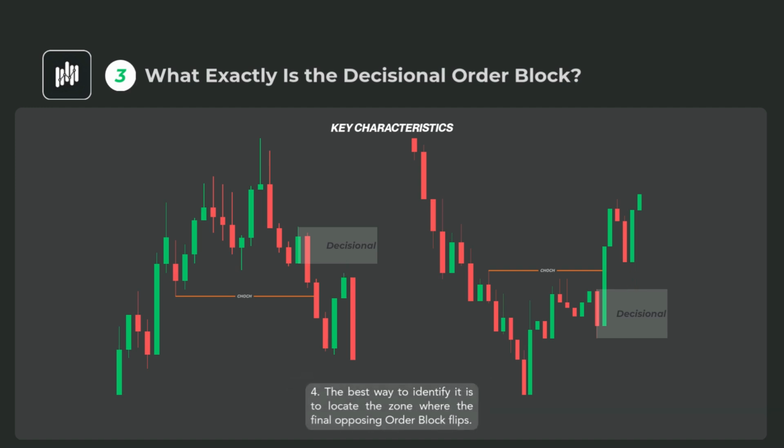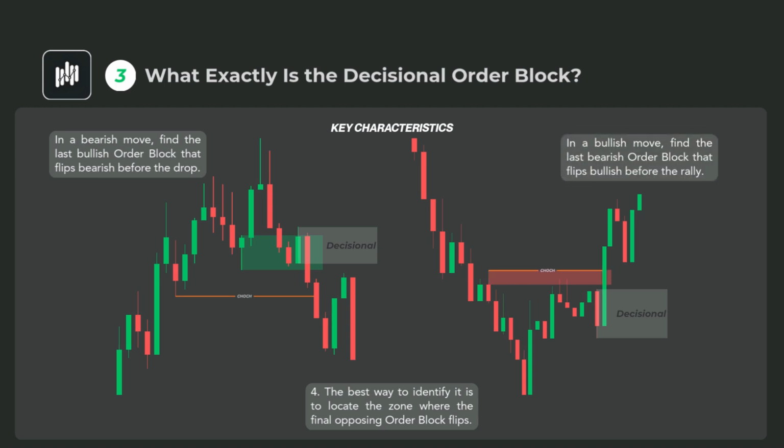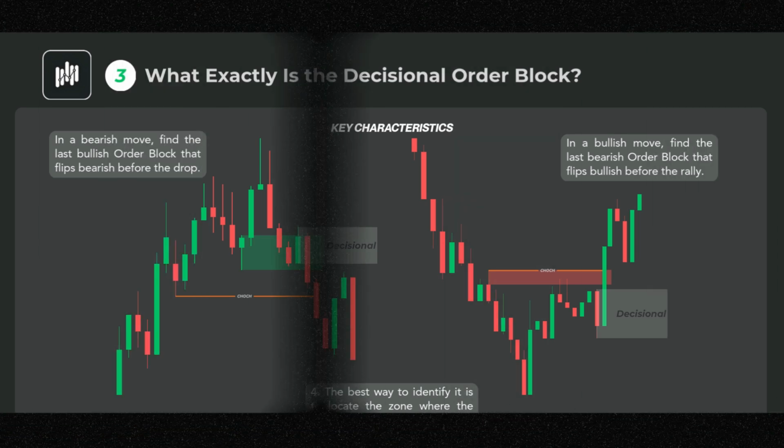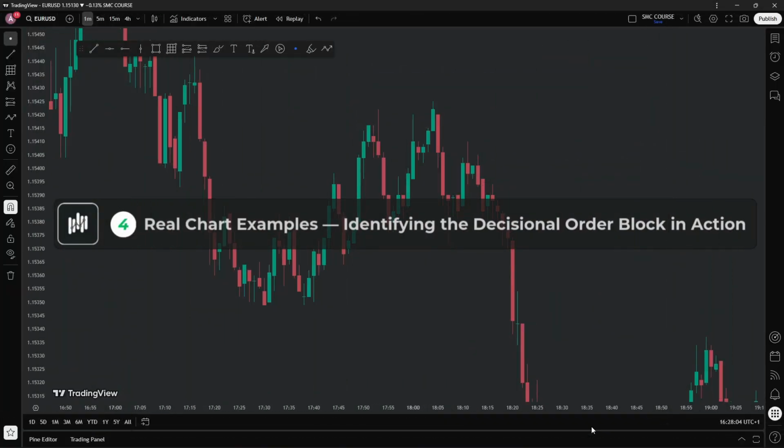4. The best way to identify it is to locate the zone where the final opposing order block flips. In a bearish move, find the last bullish order block that flips bearish before the drop. In a bullish move, find the last bearish order block that flips bullish before the rally. This flip is the true cause of the break of structure and confirms smart money's real commitment to the trend. Now that you clearly understand the decisional order block, let's move to the next section and review a few real chart examples. Section 4. Real chart examples. Identifying the decisional order block in action.